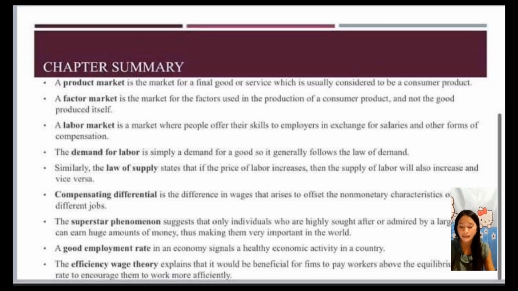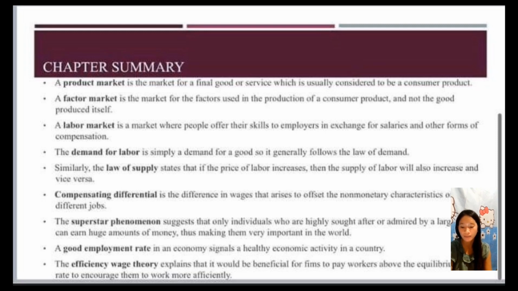And then, the superstar phenomenon suggests that only individuals who are highly sought after and admired by a large crowd can earn huge amounts of money, thus making them very important in the world.